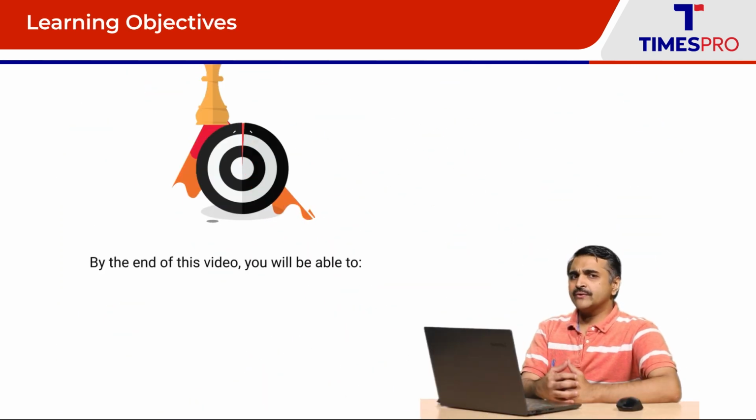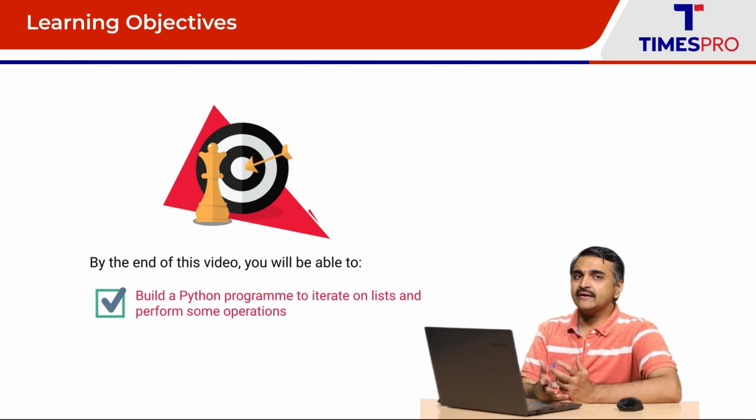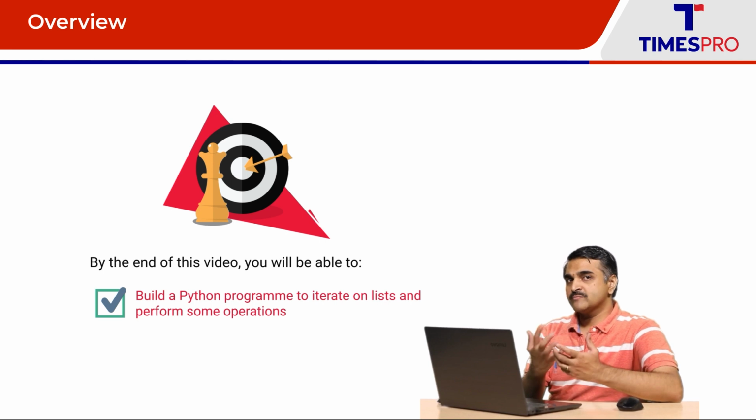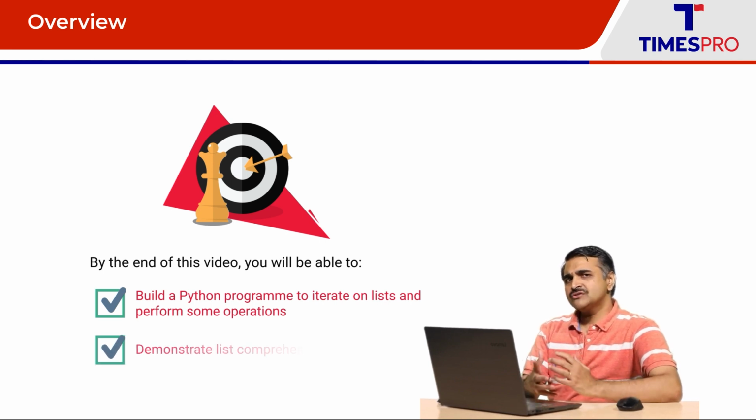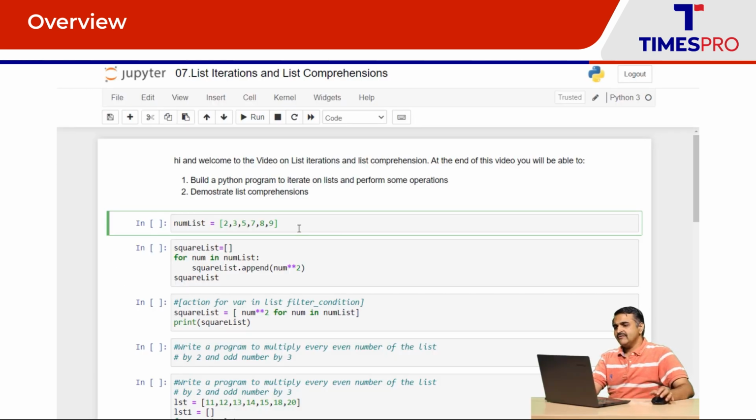By the end of this video, you will be able to build a Python program to iterate on lists and perform some operations, and demonstrate list comprehension. So here we take a numerical list, a list comprising of numbers, and I'm going to perform some basic operation on this list, like squaring every element.